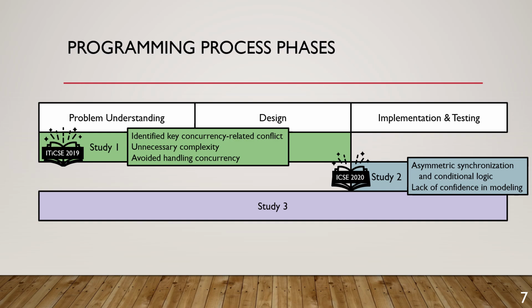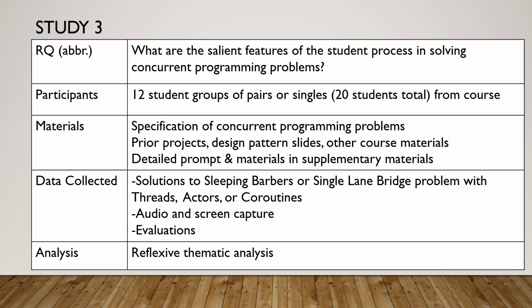For my third study, I had the opportunity to collect from the course the students' final exam sessions, which comprised programming a solution to one of 2 classical concurrency problems. In our third study, we sought to study students as they engaged in the full process of understanding a problem description that involves concurrency, and then designing, implementing, and testing their solution. We engaged in a case study of students in one course in the context of a 3.5-hour programming exam. The students chose between Dijkstra's sleeping barber's problem or the single-lane bridge problem. They could work alone or in pairs.